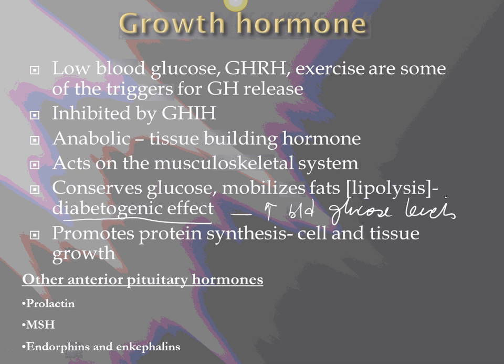Because it conserves glucose, so it causes glucose to be stored as glycogen, breaks down fats to use as ATP, and some of the fats which is broken down, glucose is made out of that. So can you see it's raising blood glucose levels, which is why low blood glucose causes its release. Can you see the opposite? When the blood glucose is low, it causes its release.